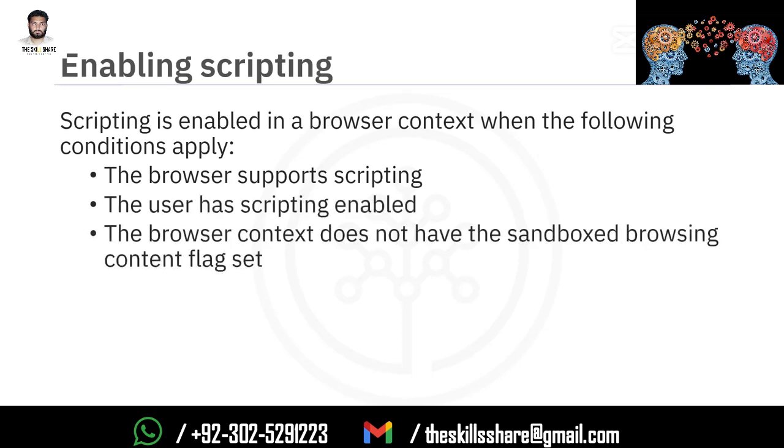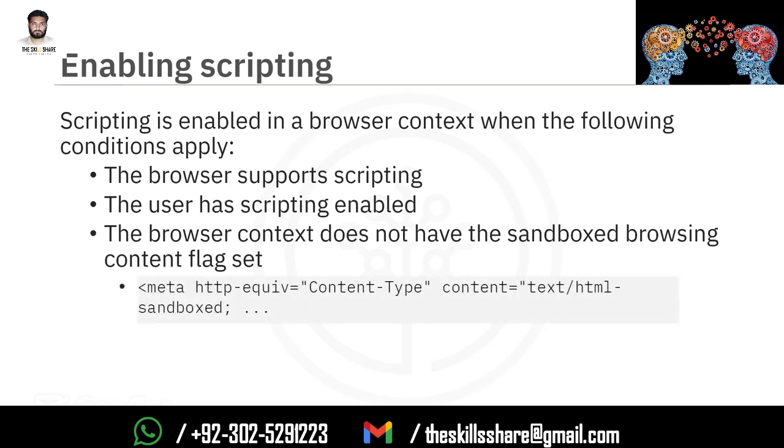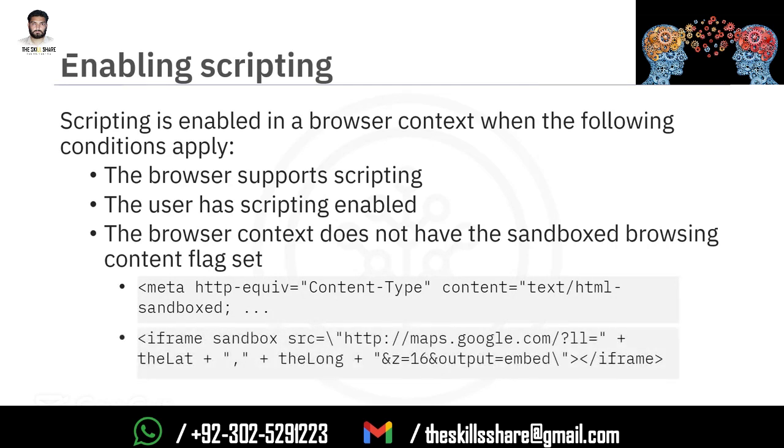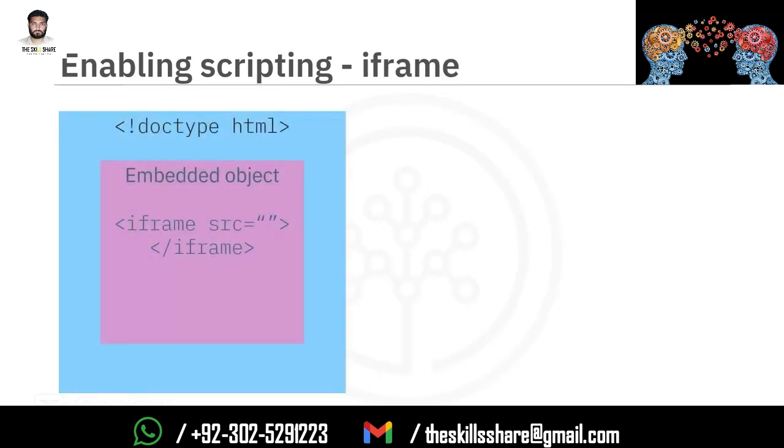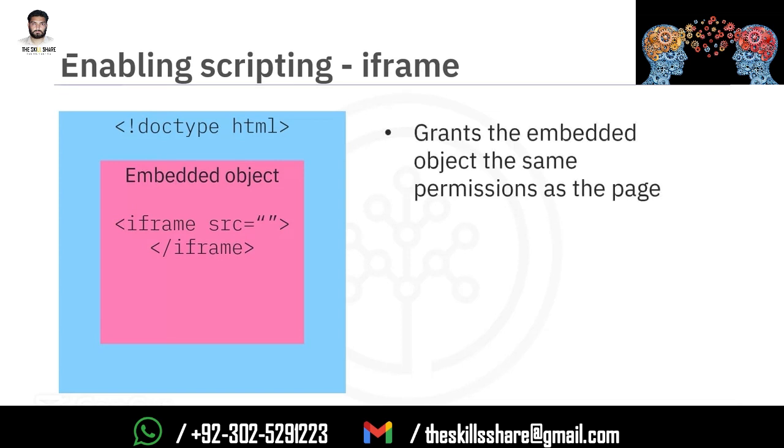HTML5 also defines a sandboxed media type which specifies an extra set of content restrictions and can be used when hosting untrusted content. This sandboxed browsing content can be set at the page level or specified as an attribute for embedded objects. Running a page that contains an embedded object without the sandbox attribute grants the embedded object the same permissions as the rest of your page.